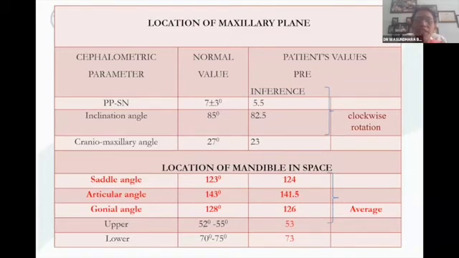Then the Rakosi functional analysis: the saddle angle, the articular angle and the gonial angle. The saddle angle, if increased, shows a posteriorly positioned condyle, a posteriorly positioned glenoid fossa, and prognosis in such cases is poor. But the articular angle, if it shows an increase, is sella, articular, and gonial. If this angle is increased, then it shows a retropositioned mandible. We want to find out whether the mandible is retropositioned or retrognathic. So the articular angle will tell us whether it is retropositioned or not.